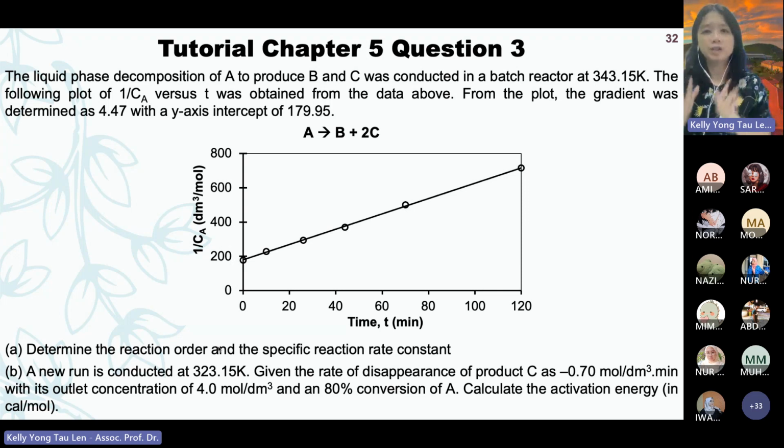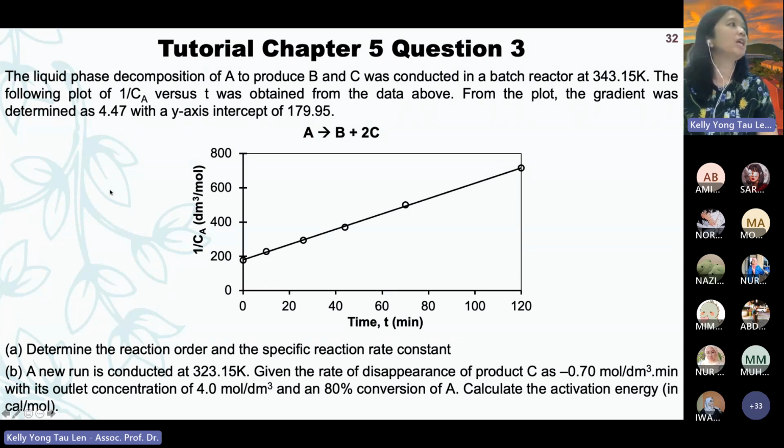Okay, so let's say we have this question on integral method. The liquid phase decomposition of A to produce B and C is conducted in a batch reactor at 343.15 Kelvin. The following plot of 1 per CA versus time was obtained from the data.